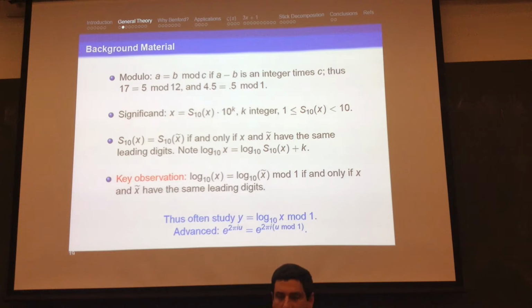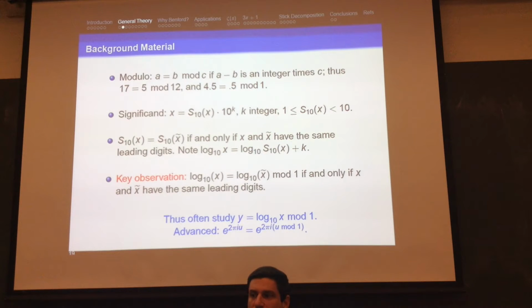The key observation is the log of x base 10 and the log of x tilde base 10 are the same mod 1 if and only if they have the same leading digits. And the reason is the significand will be the same. All that will differ is the k's. So I'll get a k and a k tilde, but then when I look at things mod 1, since this is an integer, it vanishes. So if you have the same leading digits, your logarithm mod 1 is the same. So this suggests a really good data transformation. So you want to study the log of your data mod 1.